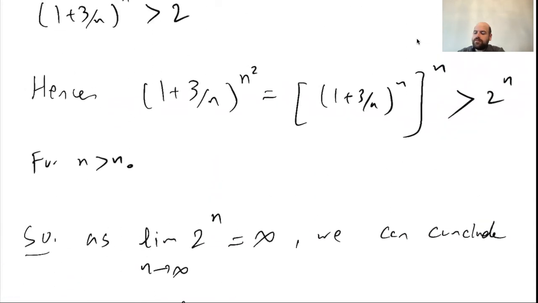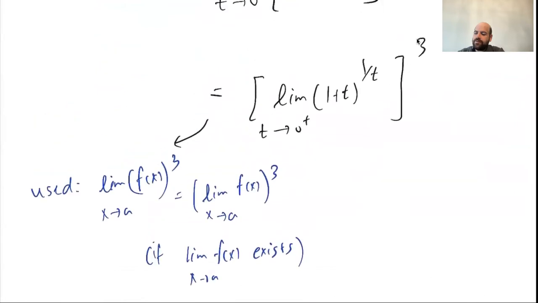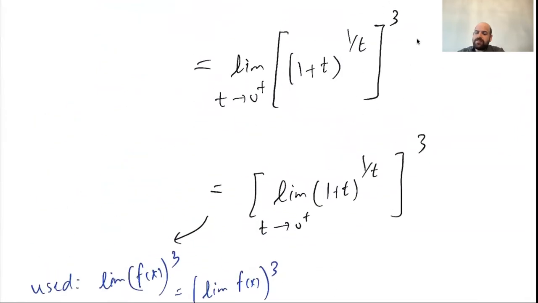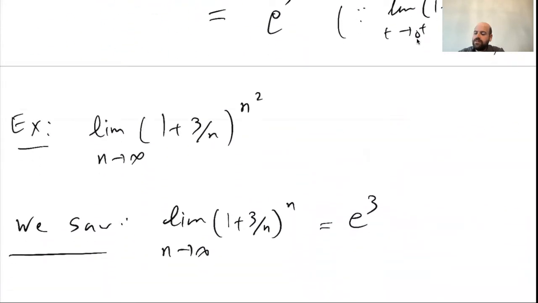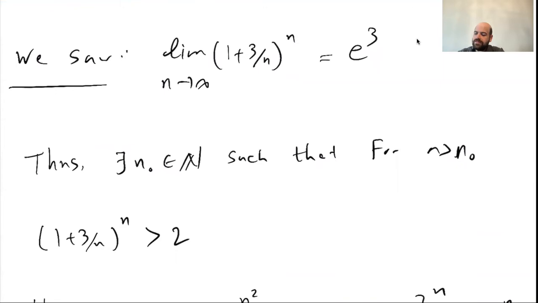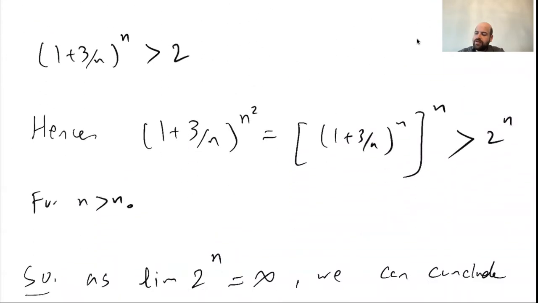Okay, so this time it was a little bit tricky because in the previous example we had the limit of an expression to the power 3, and the limit of the expression exists. Therefore, we could take the limit inside and just raise the answer of the limit to the power 3. But this time the situation is a little bit different because the power here is not fixed. We have 1 plus 3 over n to the power n squared, which is 1 plus 3 over n to the power n, then raised to the power n.